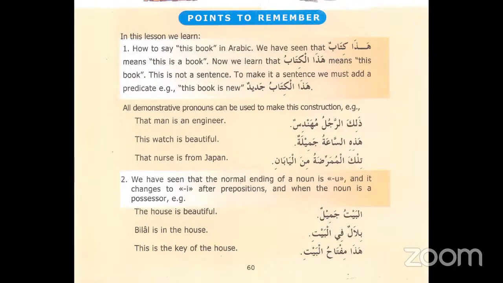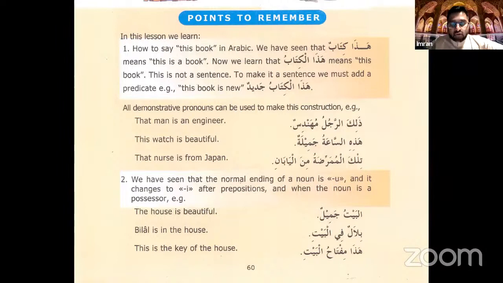Now, how do we know that al-baytu and jamilun is a sentence construction? The way we know is this. In the Arabic language, whenever you have mubtada and khabar, both of the nouns, al-baytu and jamilun, will end in the state of marfu. Marfu means having a dhamma or a dhamma tanween. So al-baytu has a dhamma, jamilun has a dhamma tanween.